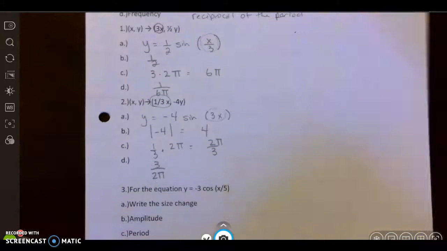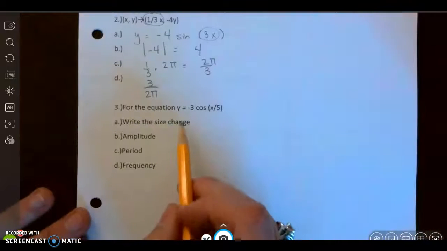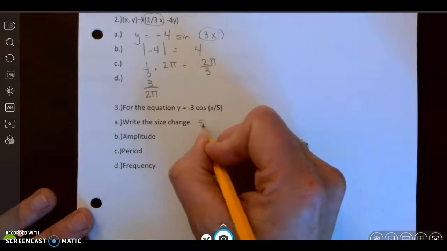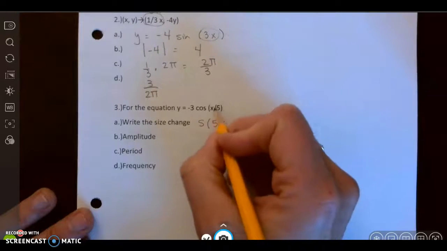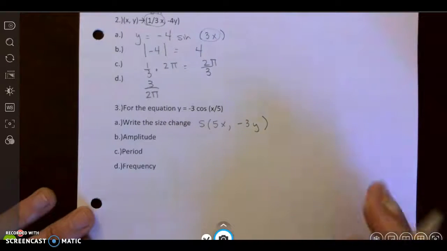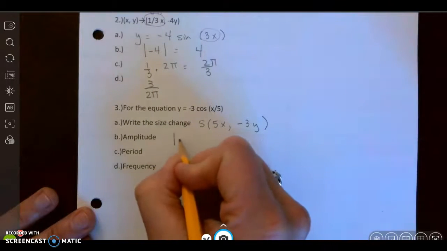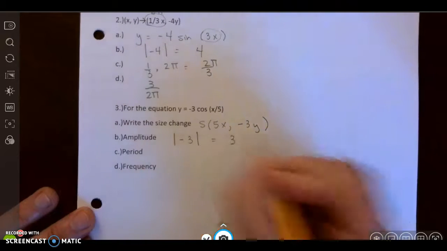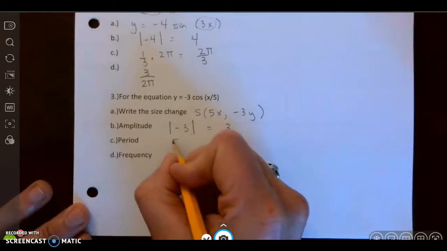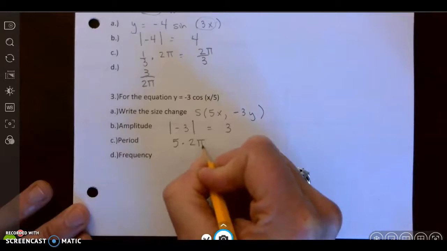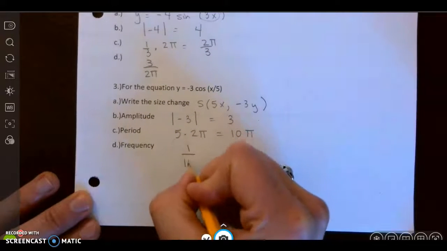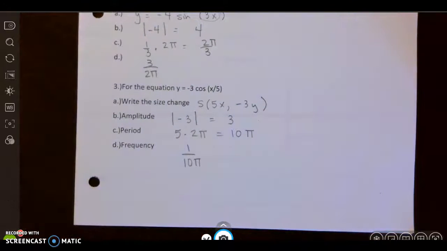Right, this time I give you the equation and I ask you to tell me what the size change or scale change is. So that would be 5 times x, since it's x divided by 5, and -3y. The amplitude would be the absolute value of -3, which is 3. The period is the x scale change, which is 5 times 2 pi, which is 10 pi. And therefore the frequency is 1 divided by 10 pi.